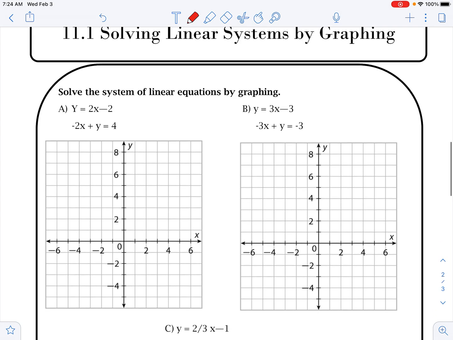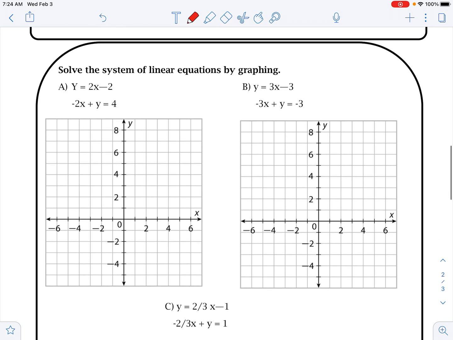Now, I want to show you, you're going to have some other types of problems. We'll go through this one here. Sometimes it won't always come out nicely. So I'm graphing this one. My y-intercept is negative 2. My slope is up 2, over 1. Up 2, over 1. Up 2, over 1. And I graph that line.